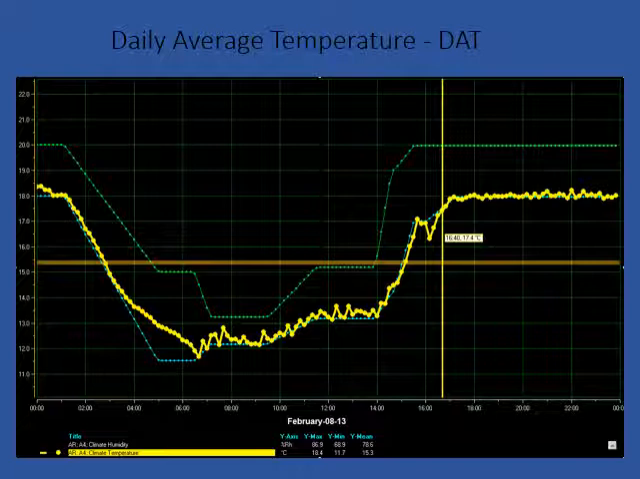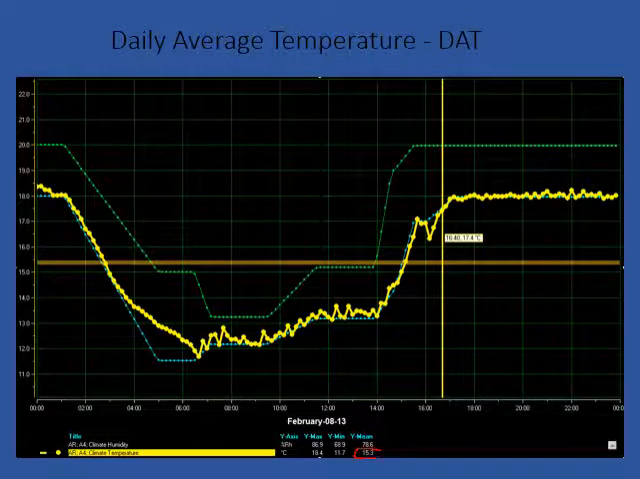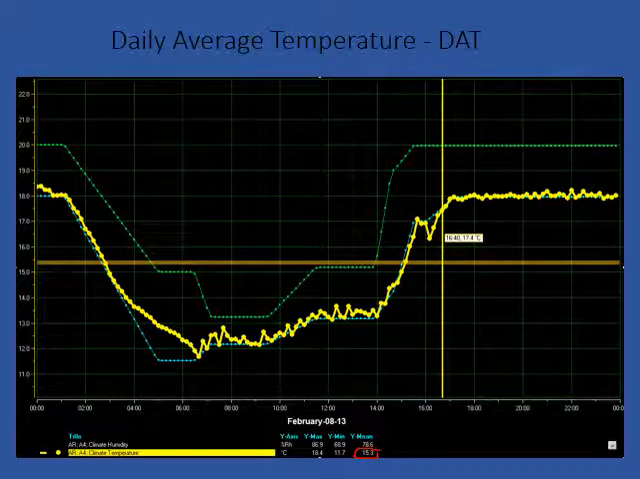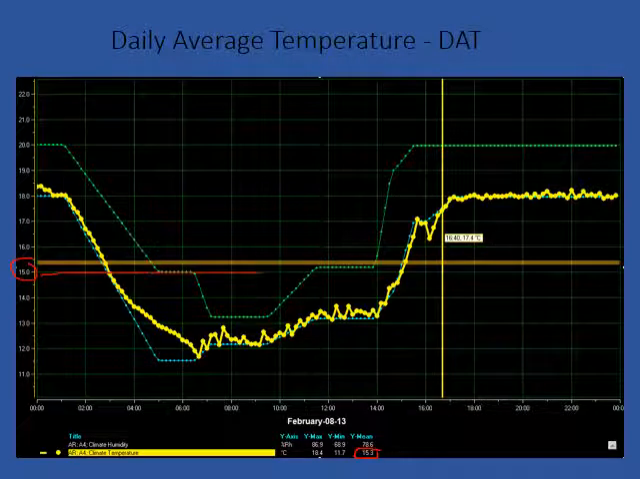This is our mean, your average. So in this case, it's 15 degrees Celsius, daily average temperature. And you can see here's 15. That's kind of right down the middle.